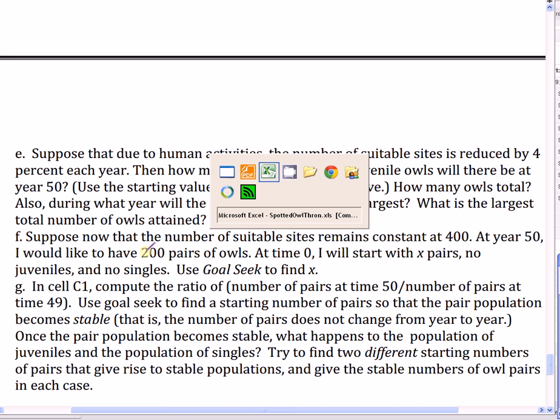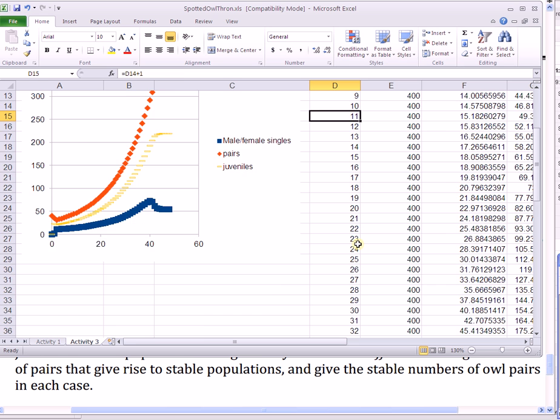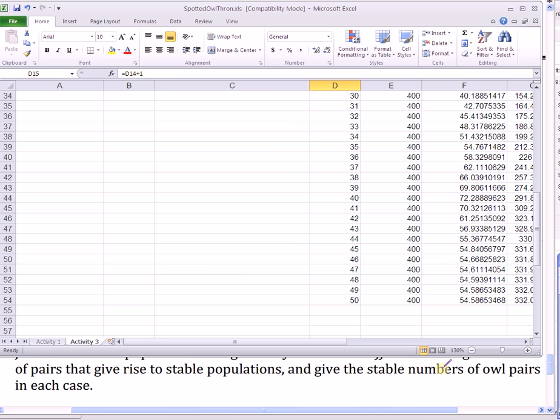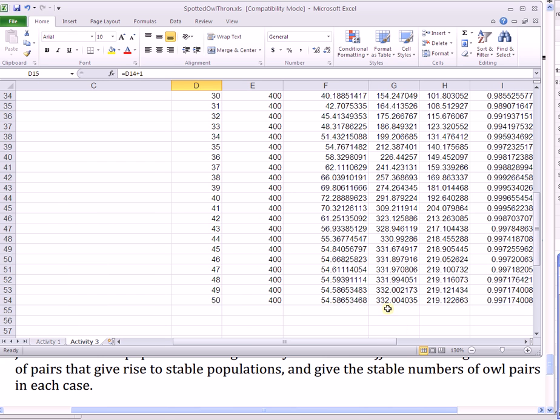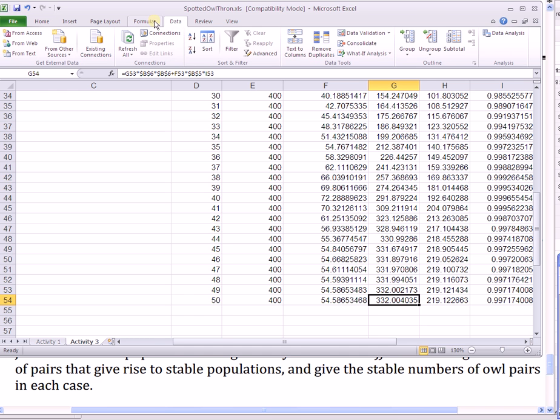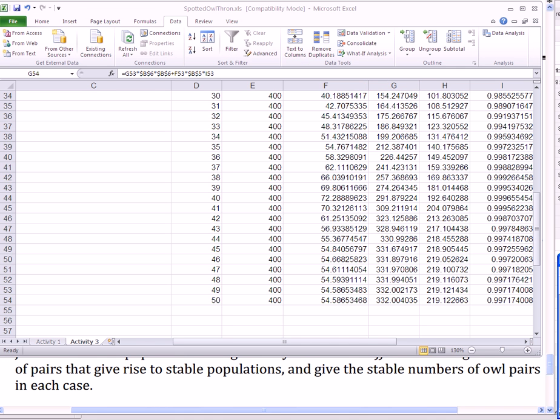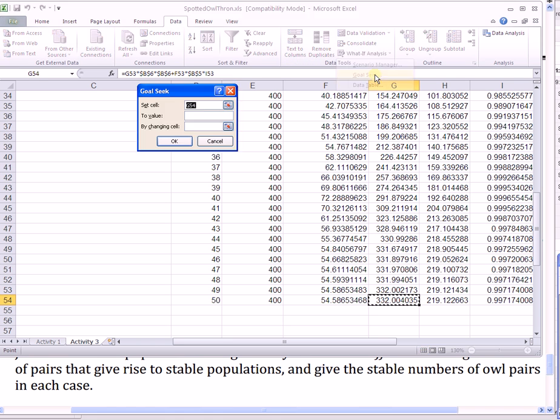So what that means is we're looking at year 50, which is, let's see, number of pairs is column G. Okay, so I'm looking at the number here in column G, and I would like that number to be 200. So what I need to do is go up to this formula here, and I need to find goal seek. And maybe it's here. I'll have to pause a minute and find it. Okay, I found it in this version of Excel under Data. It's under What If Analysis. Go here, and look for goal seek.